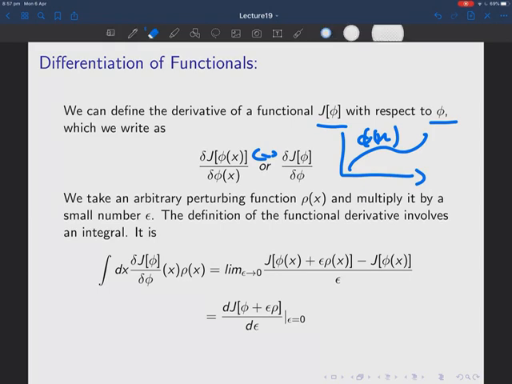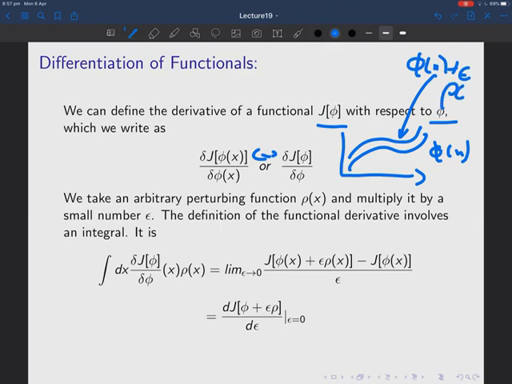So we take this and we might perturb it a little bit. Let's add to phi of x a little extra bit, rho of x. So this is phi of x plus epsilon rho of x, where rho is some arbitrary function and epsilon is small. So we add to phi a little extra bit, which is epsilon times rho of x.